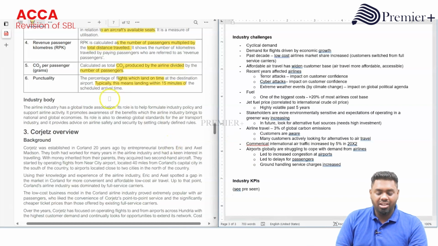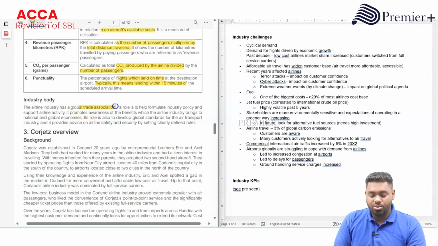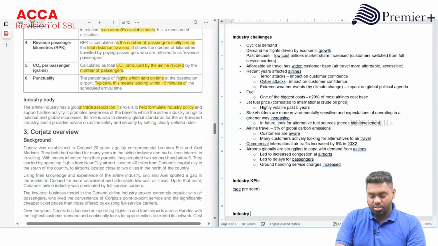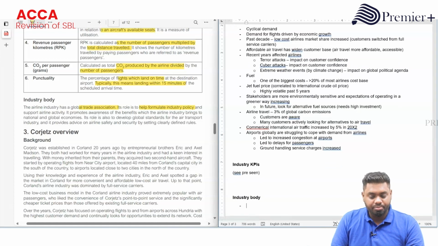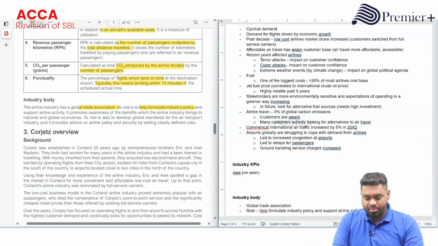And along with this is the industry body. The airline industry has a global trade association. Its role is to help formulate industry policy and support airline activity.